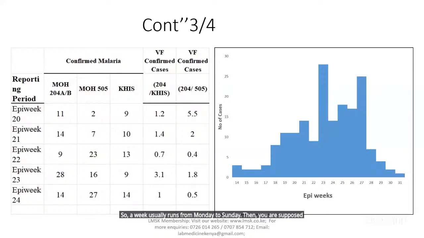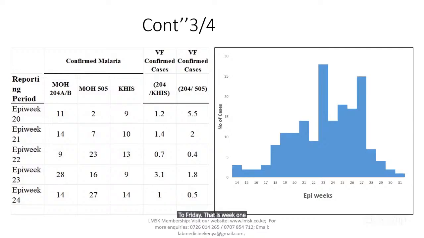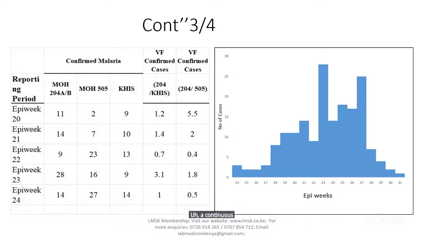Then you are supposed to compile the data by Tuesday, and the data is sent on Wednesday. Every Wednesday, the data is sent, but the week runs from Monday to Friday. That is week 1 in January up to the 52nd week. So from this epi week, you can see this one was a continuous common source. I talked about 3 types of epicurves if you want to use an epicurve: a common source, a continuous common source, and a propagated source.